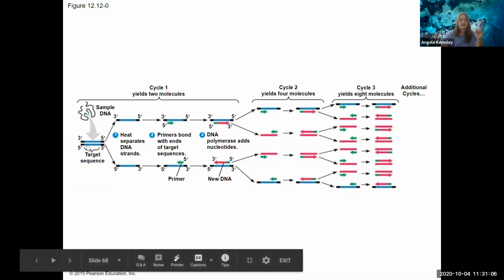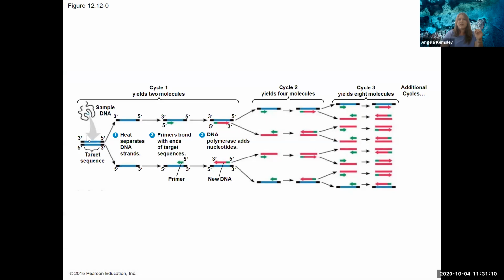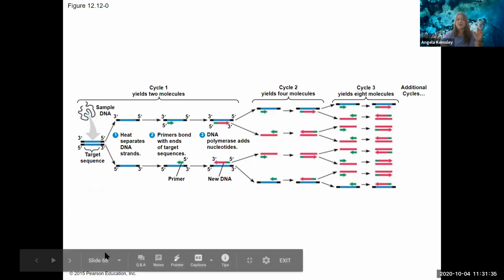So here's our target sequence, right? We're still in the double helix here at the beginning. We're going to heat the double helix so it separates. We are going to insert the primers that bond with the ends of the target sequence. DNA polymerase is going to work in the 5' to 3' direction in order to duplicate the DNA. Then we're going to keep doing it over and over again until we have enough DNA from that target sequence in order to send it on to the next step in DNA profiling.